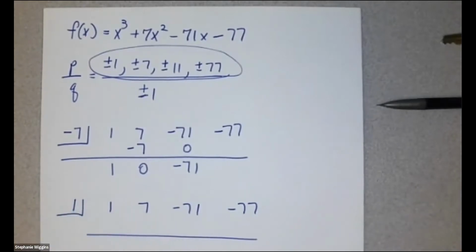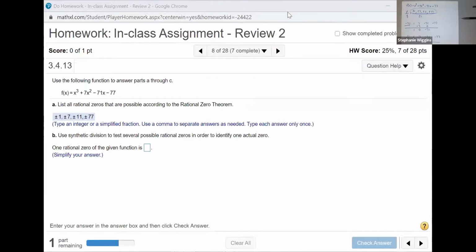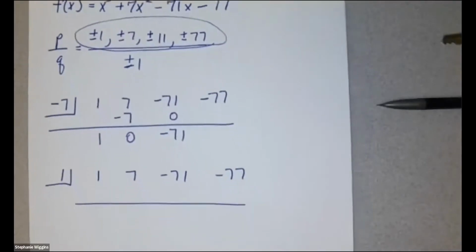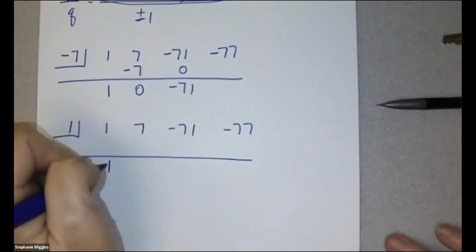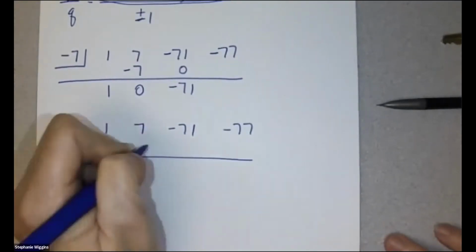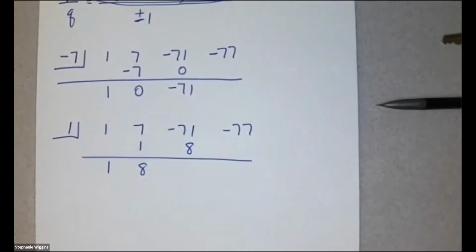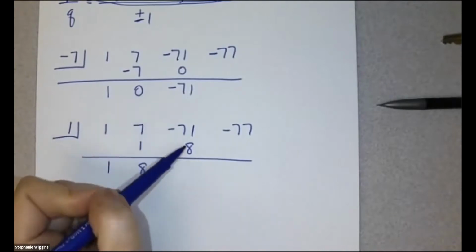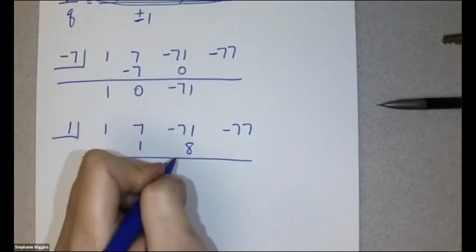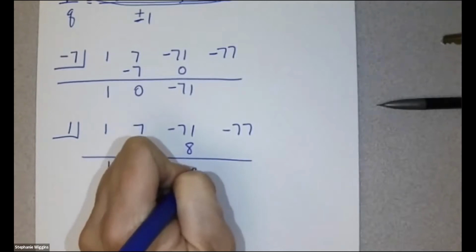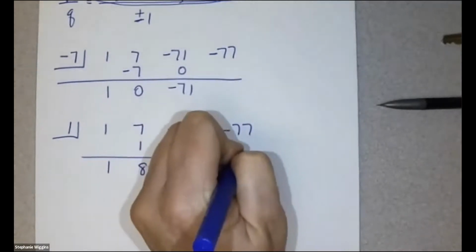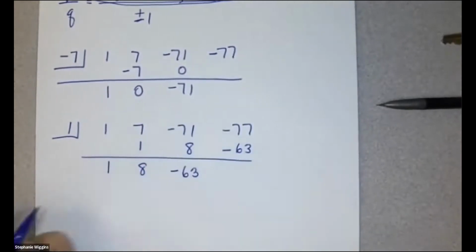I hope I copied this correctly. Let me just double check. x cubed plus 7x squared minus 71x. Yes, I did. Okay, good. So bring down the 1. 1 times 1 is 1. Then we get 8. 1 times 8, and I'm adding, so that's going to give me -63. And that's not going to work.